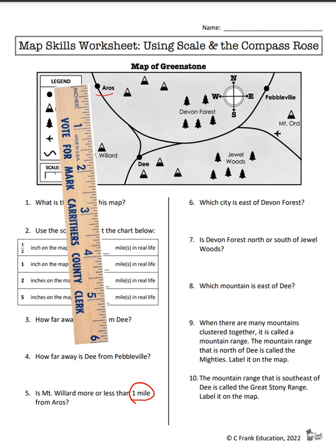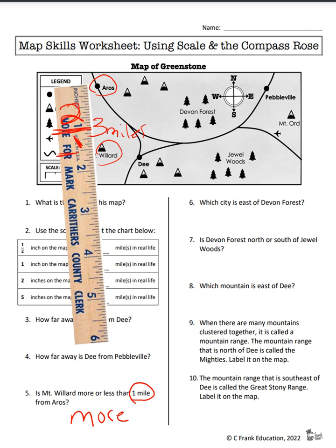So here's Aros, here's Mount Willard. It looks to be exactly 1.5. So this inch is 2 miles. This inch is 1 mile, for a total of 3 miles. So is it more or less than 1 mile? That's right. The answer is more. It is more than 1 mile. All right.